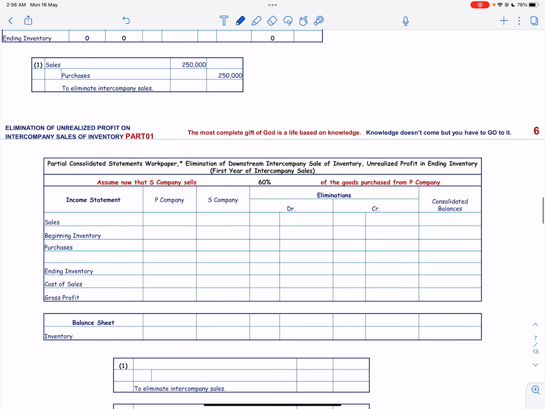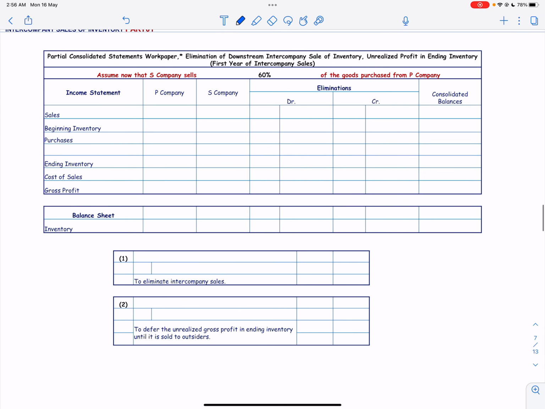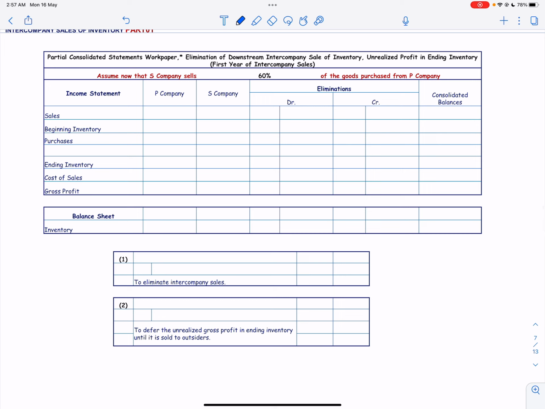Now, assume that S company sells 60% of the goods purchased from P company to third parties prior to the end of the current year. So let us see how the income statement and the balance sheet of P company will look like. We will take the data from the previous slides.